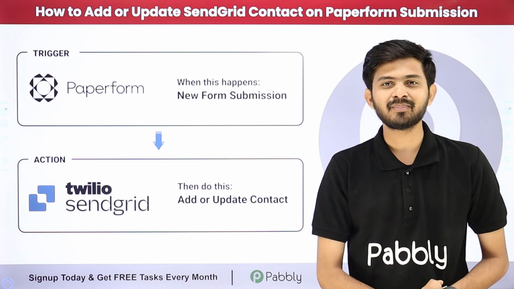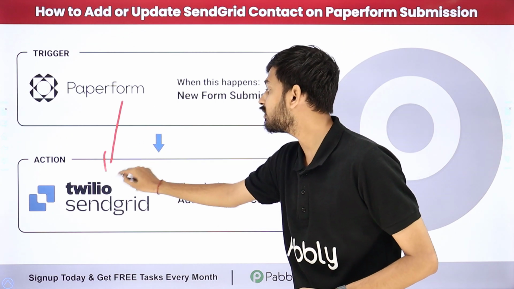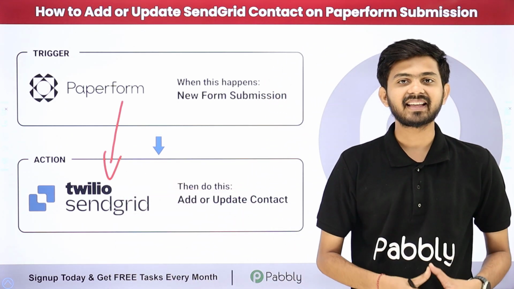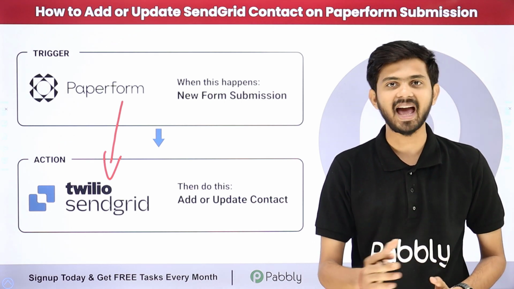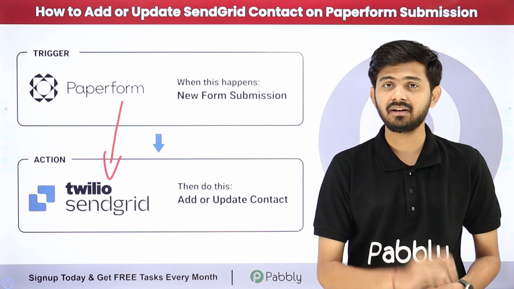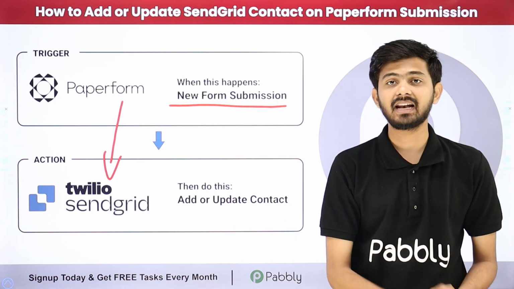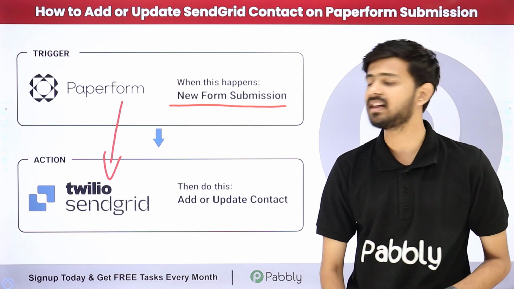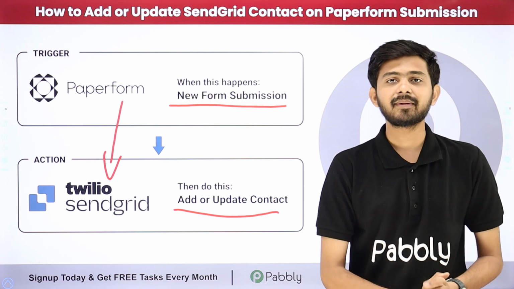So here for doing this automatically, I'm going to build a connection between Paperform and SendGrid. For building this connection, I'm going to use Pabbly Connect, which is an amazing software for automation and integration. Now with Pabbly Connect, whenever I receive a new form submission through Paperform, then automatically I will either add a new contact or update a contact in SendGrid.